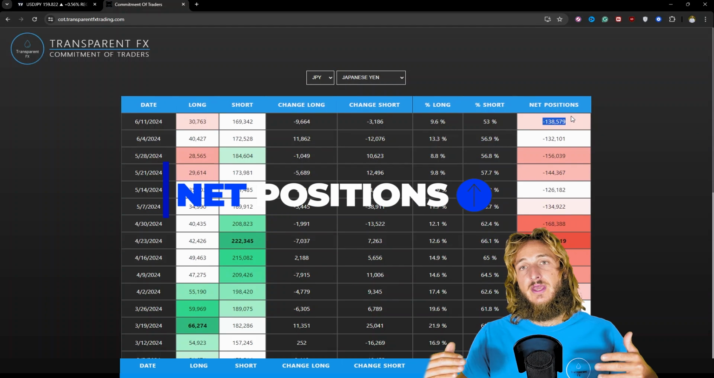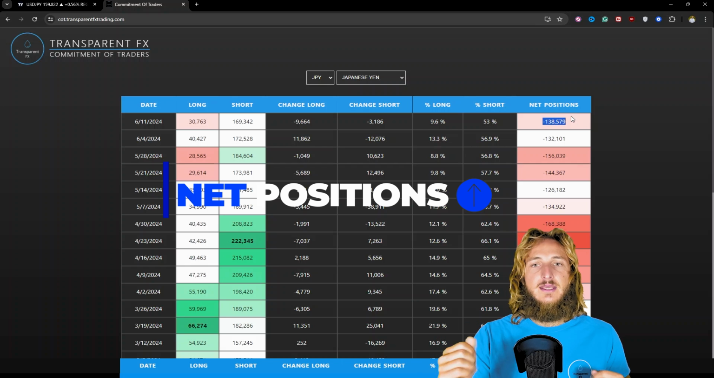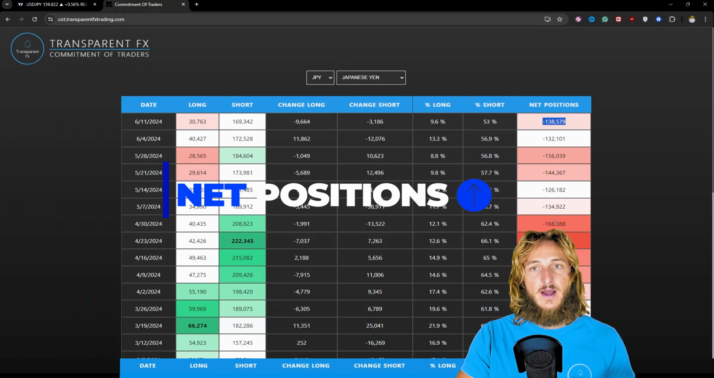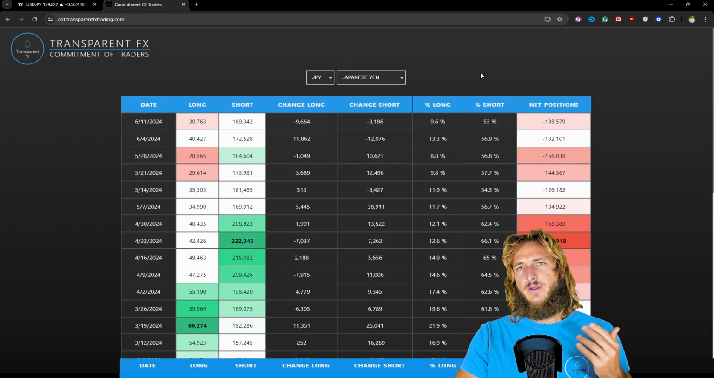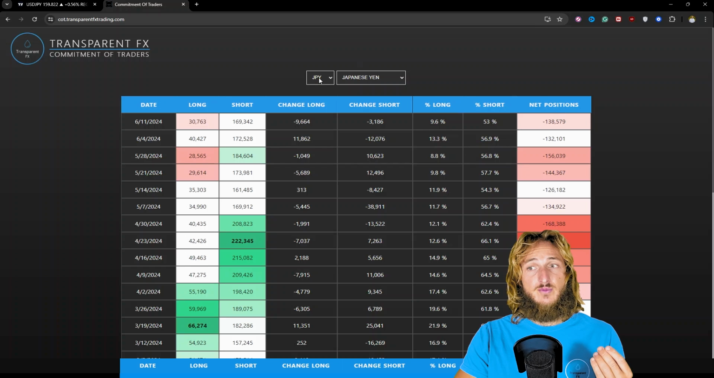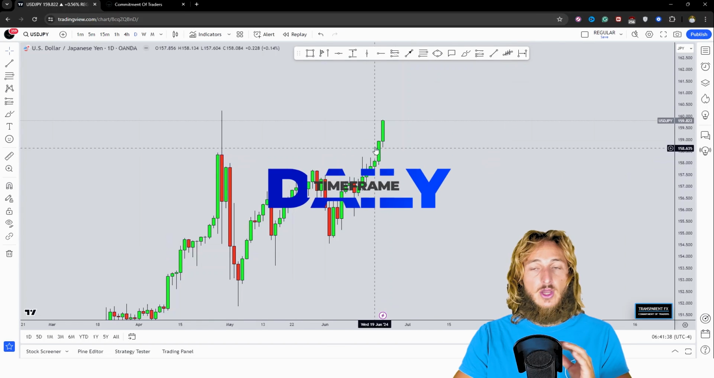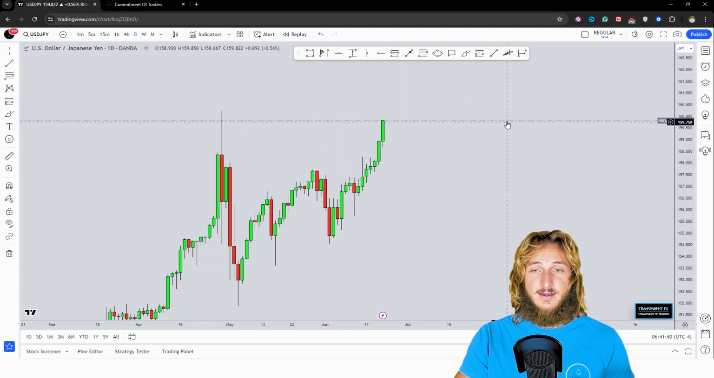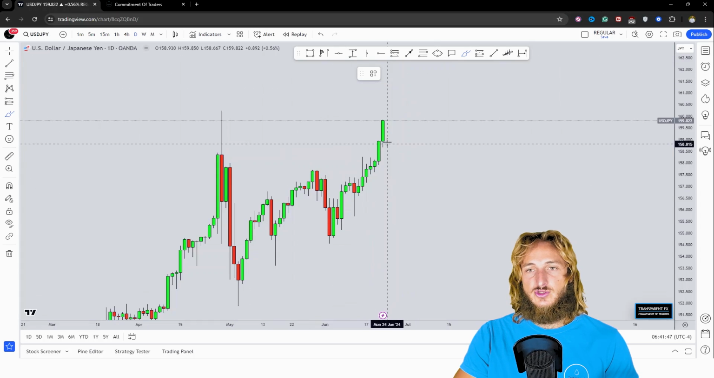net positions, showing how institutions have been increasing their net positions on the JPY in the short term. Now, what this means is that in the short term, the JPY is supposed to be getting stronger. However, at least at the moment, we do not see any JPY strengthening. In fact, USDJPY has been getting stronger, which means that the JPY is actually getting weaker.